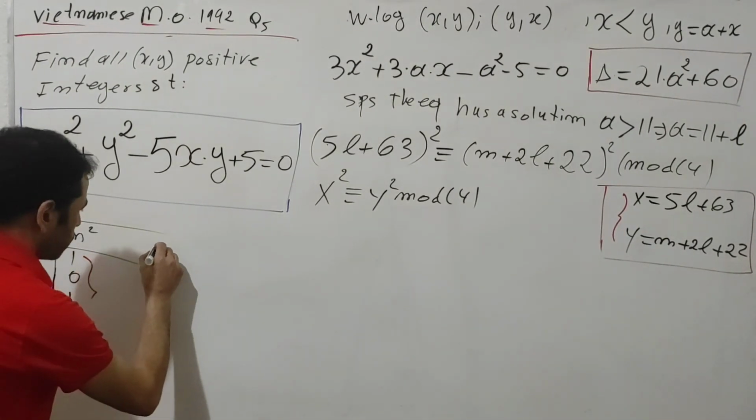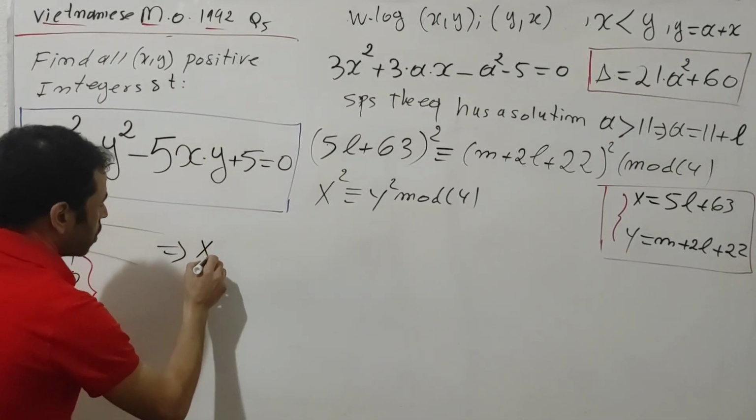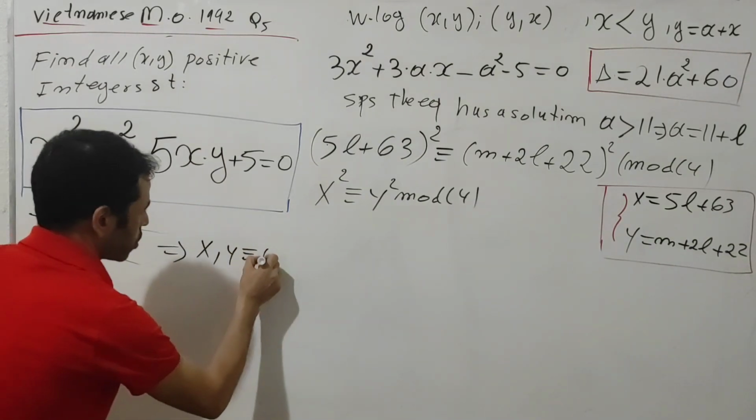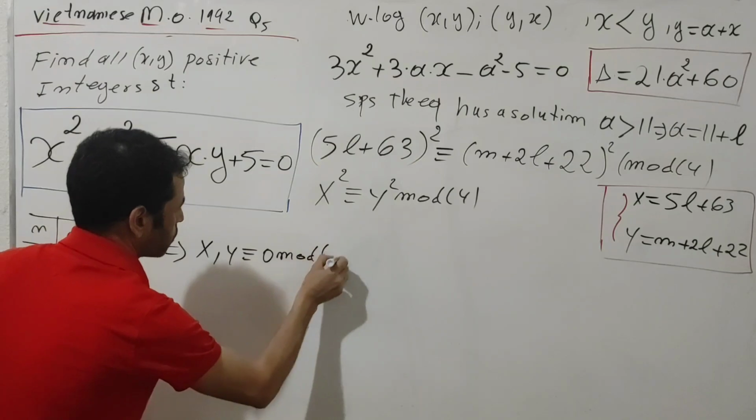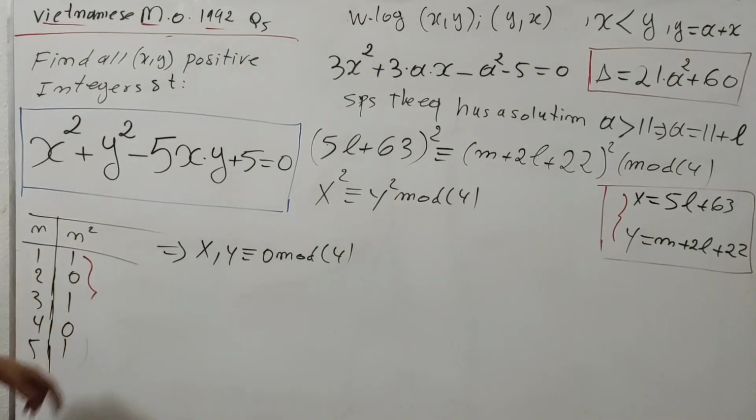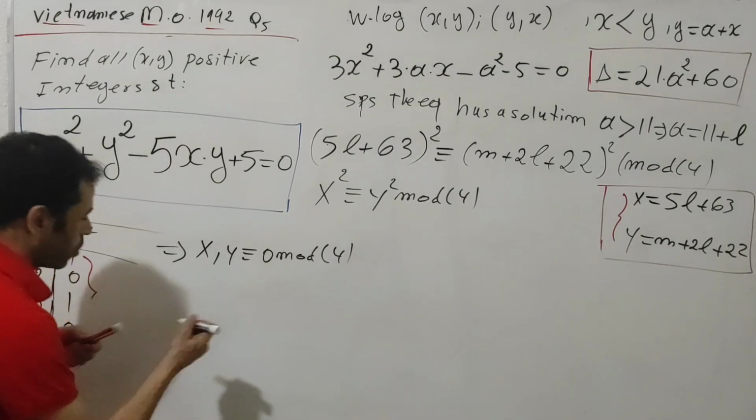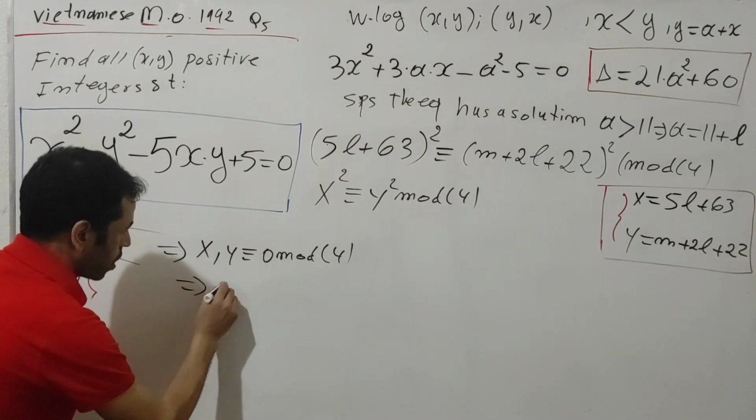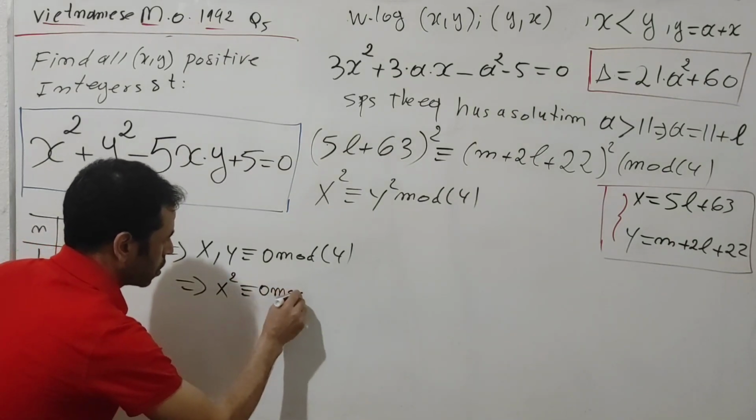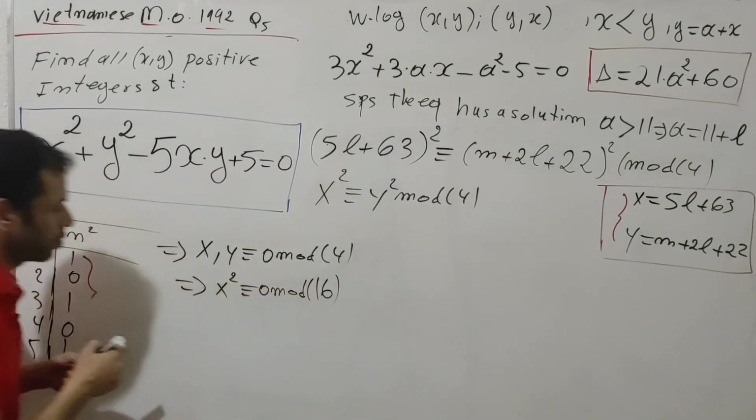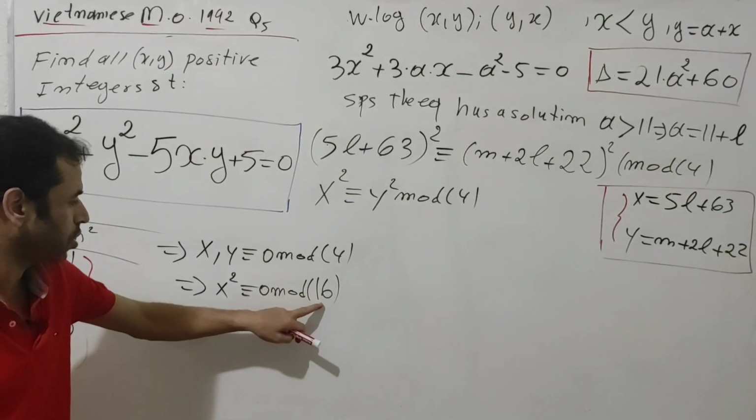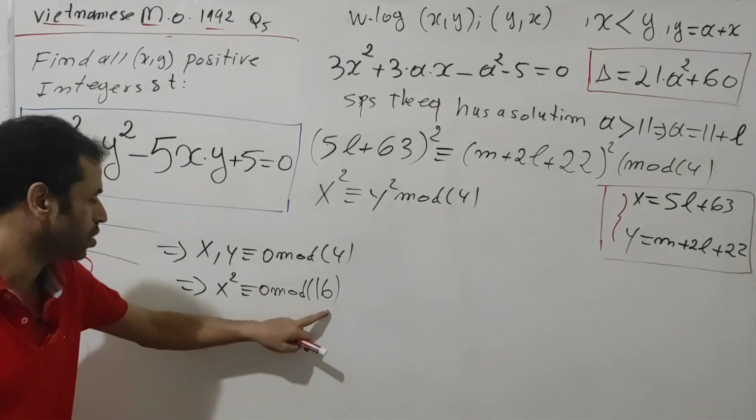This one is telling us x and y are congruent to 0 mod 4. So number 1 will work too, because 0 and 1 are perfect squares. This one is telling us x square is congruent to 0 mod 16, because I'm raising this number to the power of 2 on both sides. So that means it is okay if I put x square and 16 here.